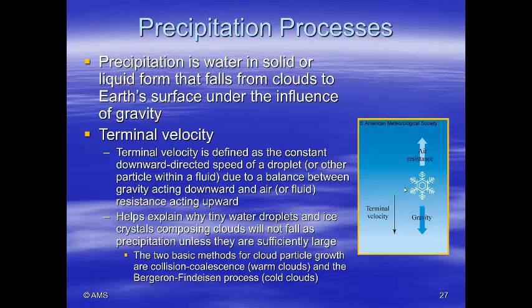Now let's talk about precipitation processes. Precipitation is water in solid or liquid form that falls from a cloud. It can reach terminal velocity, and this is what happens. Just like a skydiver jumping out of a plane, at first they begin to accelerate at 9.8 meters per second squared. So about every second, their speed increases 10 meters per second.